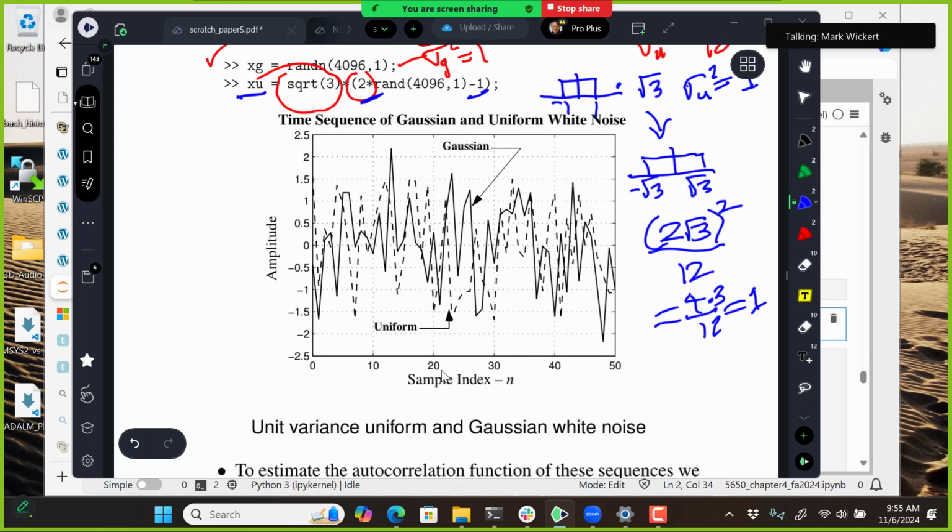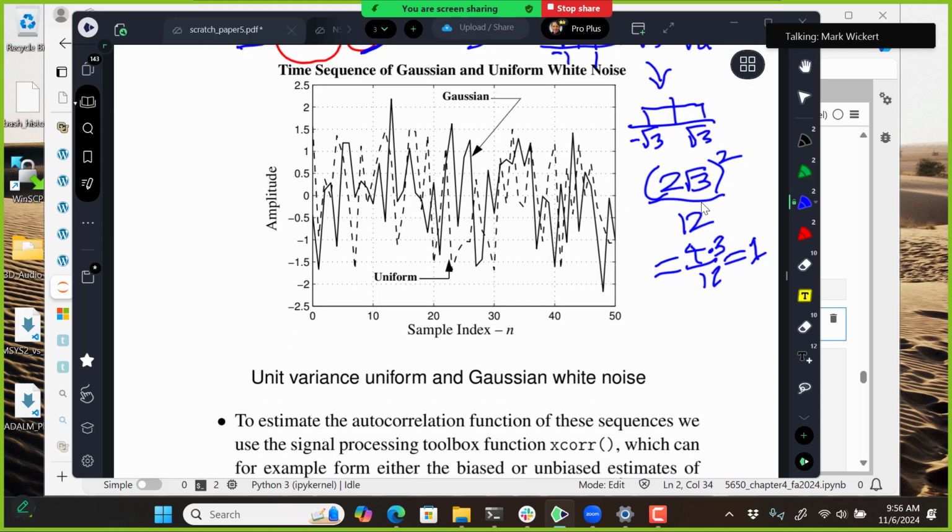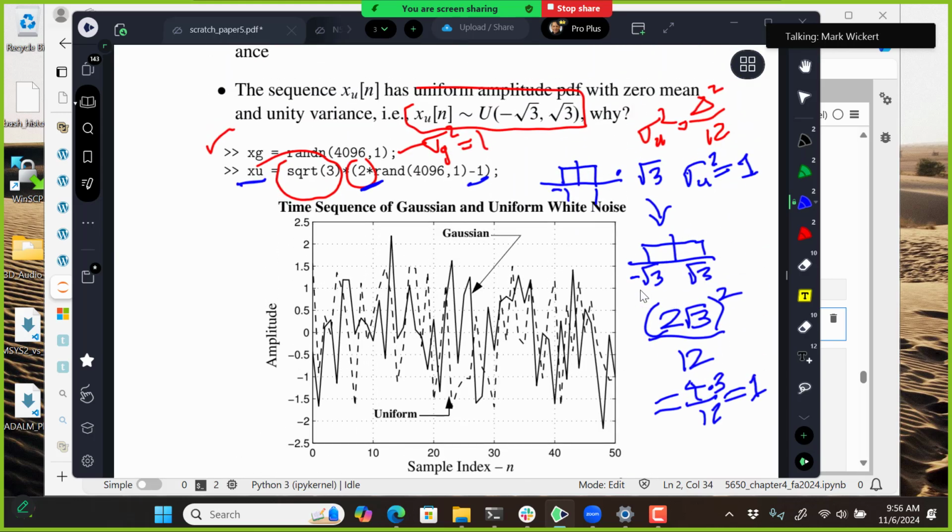If you look at this carefully, you can see that the extremes of the Gaussian are greater than the extremes of the uniform, because the uniform is just bounded between minus square root of 3 and plus square root of 3, whereas the Gaussian is going to be running from minus to plus infinity, or the numerical precision of the double precision numbers.